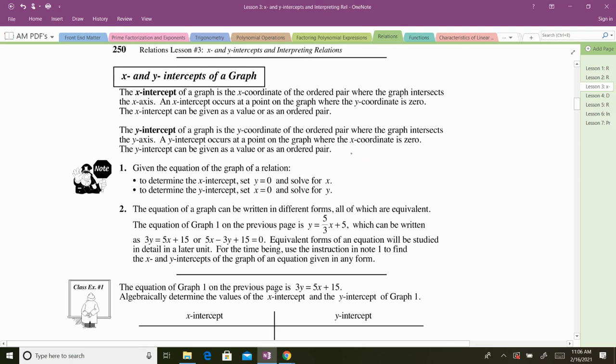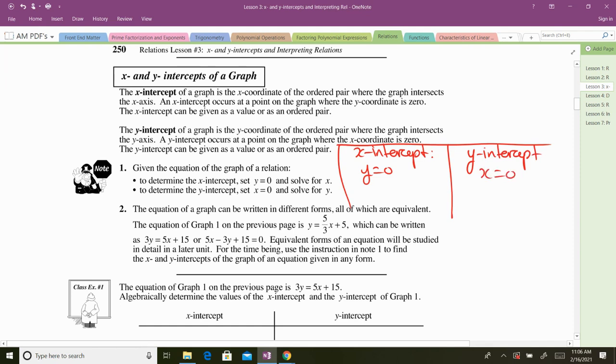If I say, I'll do a little box right here again, x-intercept, that means y equals 0. If I say y-intercept, that means x equals 0. Remember it, please.